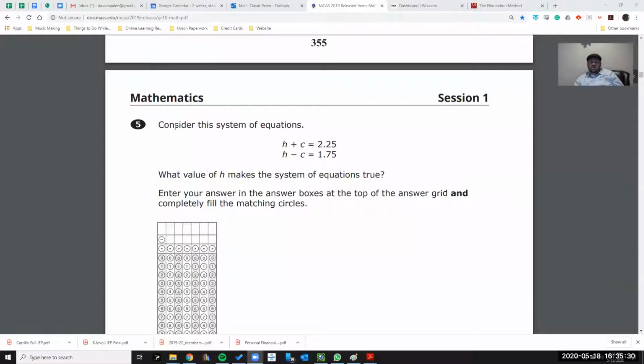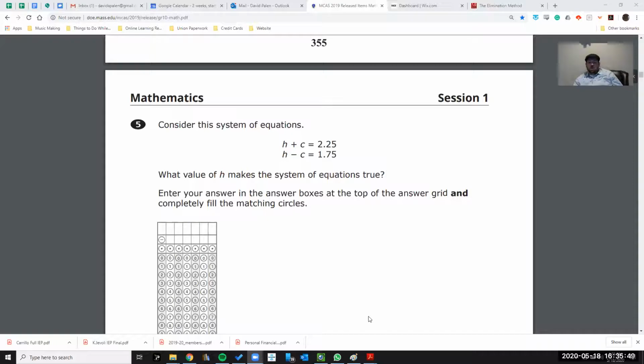Here is our question of the day. Bring it up. We have this question dealing with systems. Consider this system of equations. H plus C equals 2.25. H minus C equals 1.75. And then the question is, what value of H makes the system of equations true?